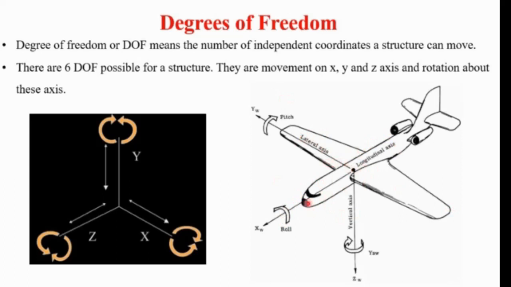Similarly, this structure can rotate about the x-axis, about the y-axis, and about the z-axis. Therefore this structure has 6 degrees of freedom: movement along the x, y and z axes, and rotation about the x, y and z axes. Generally we can say there are 6 degrees of freedom possible for any structure or any complex engineering problem.